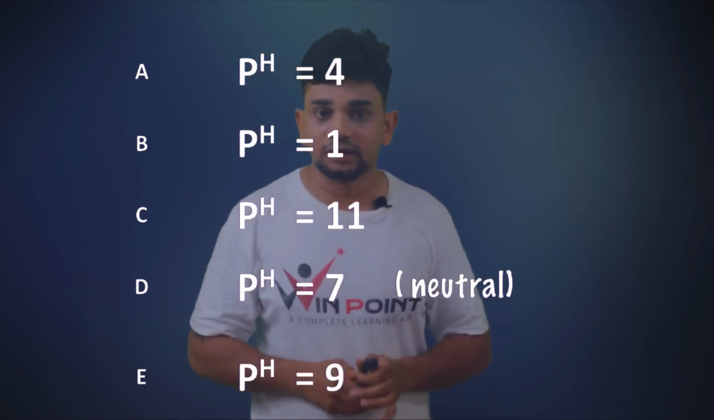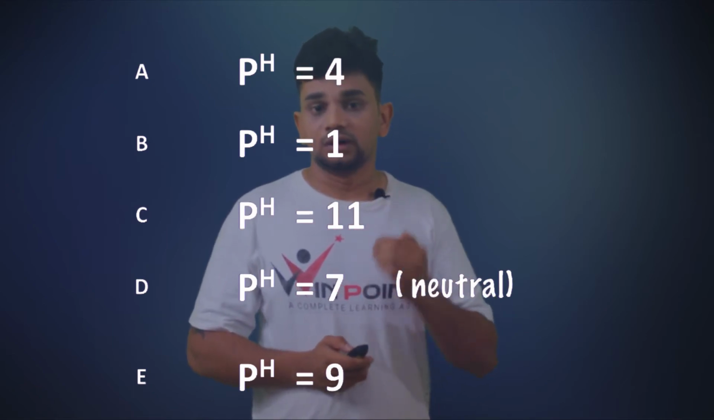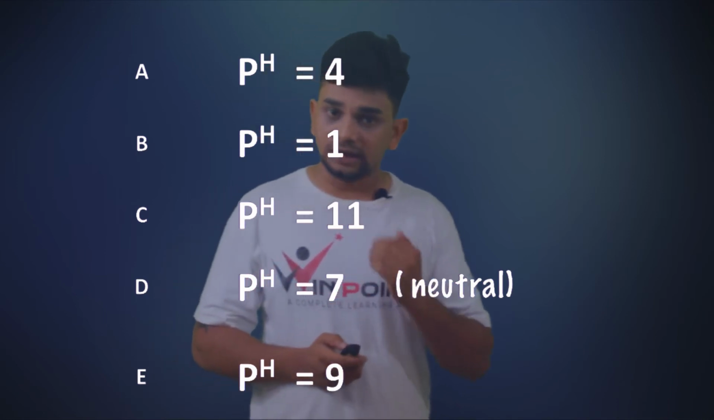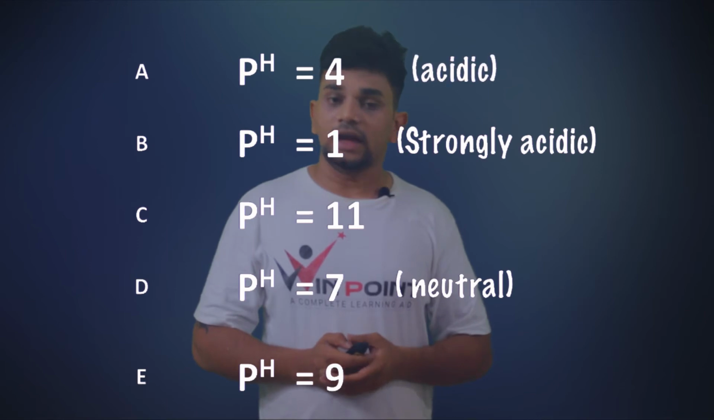Which one is more acidic? pH equal to 1. It will be strong acid because it is less than 4. pH equal to 4. It is less acidic compared to B. So strongly acidic and acidic.